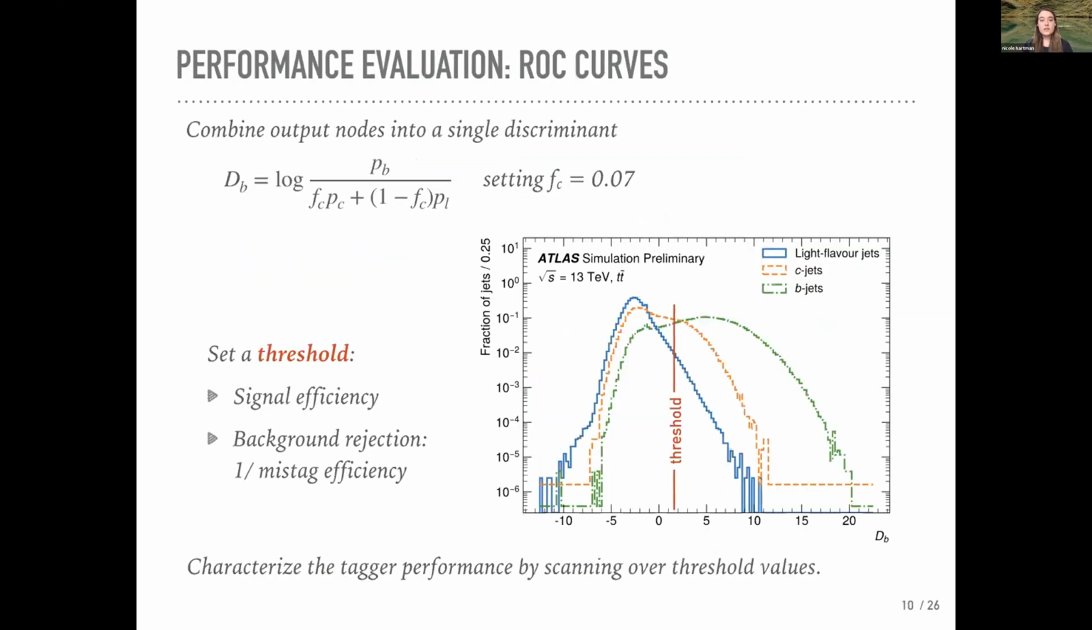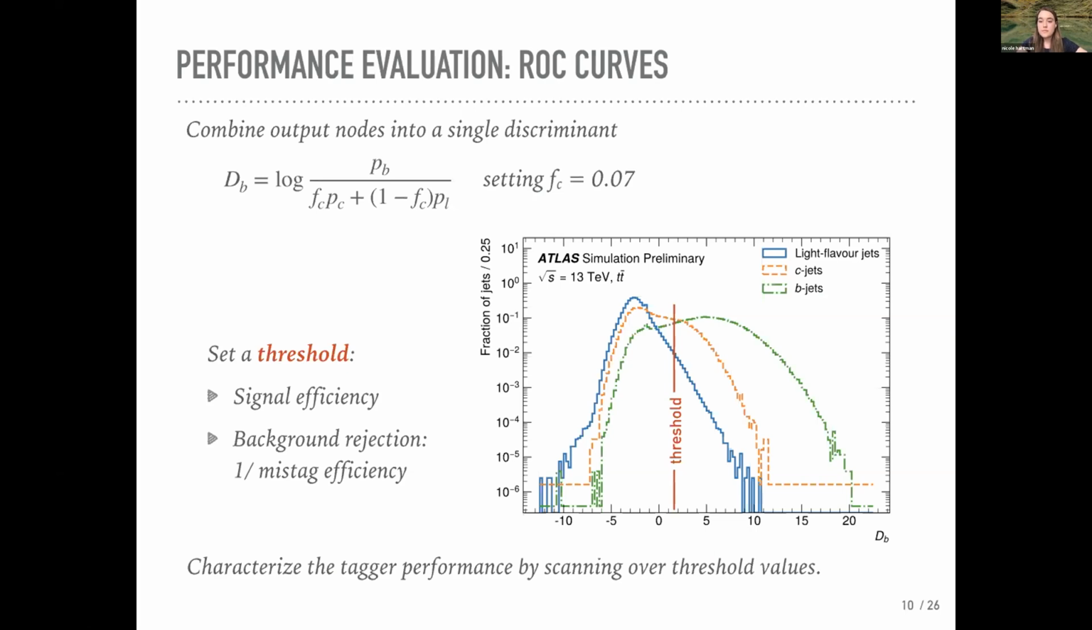But before introducing the new algorithm, I just wanted to show what we had gained with the RNN. The way that we show performance in B-tagging is using ROC curves, where we combine the 3 output nodes into a single discriminant DB by taking the ratio of the signal probability PB divided by the 2 types of background, weighted by the FC, or charm fraction, to trade off light versus C jet rejection. And the distribution of the discriminant is shown in this figure.